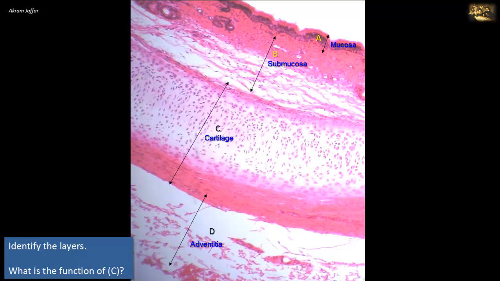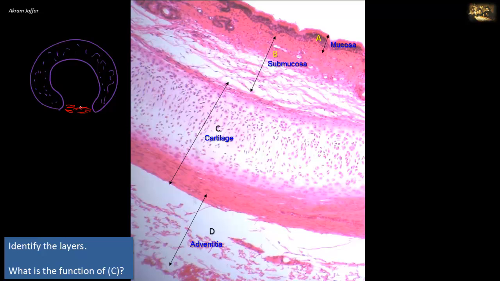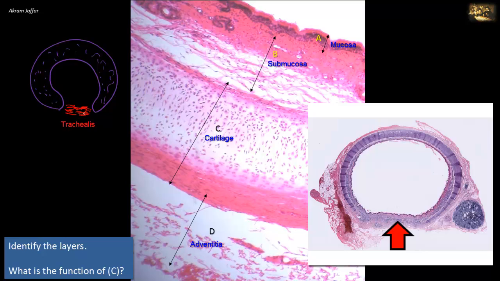They keep the airway always open and prevent collapse of the tracheal lumen. And so also they provide flexibility and may calcify with age. The absence of a muscularis layer in the trachea is compensated by the presence of smooth muscle fibers connecting the ends of the C-shaped cartilage. These are called trachealis muscle. They are not shown in this slide, but you can see them here in this inset, trachealis muscle.